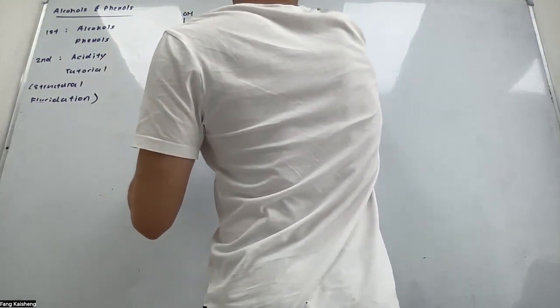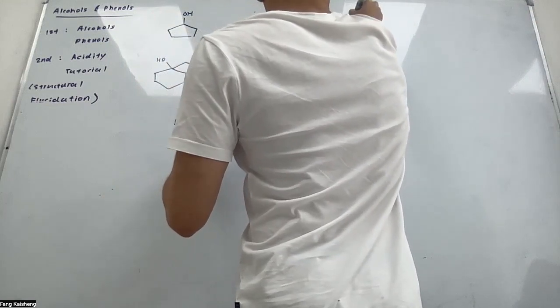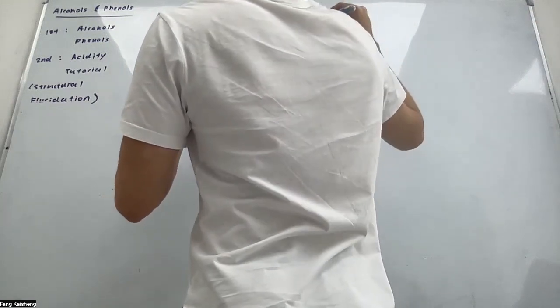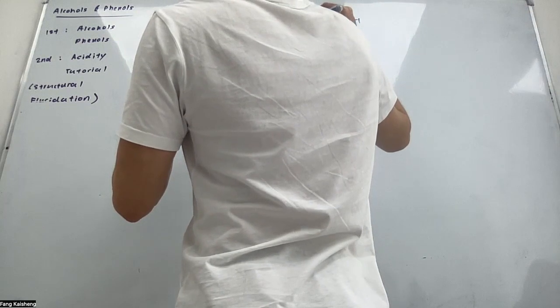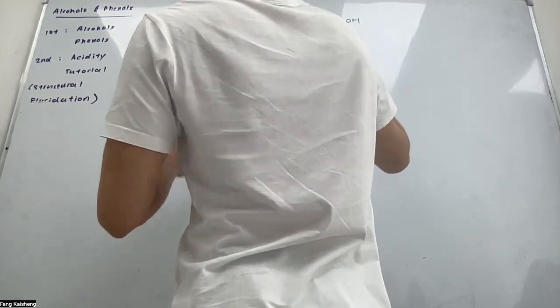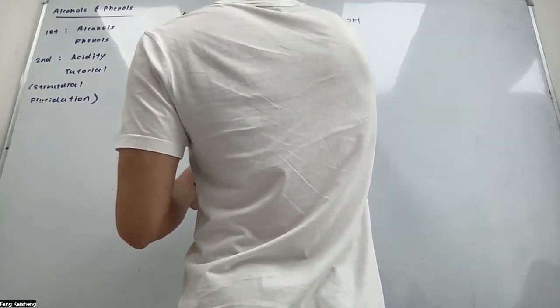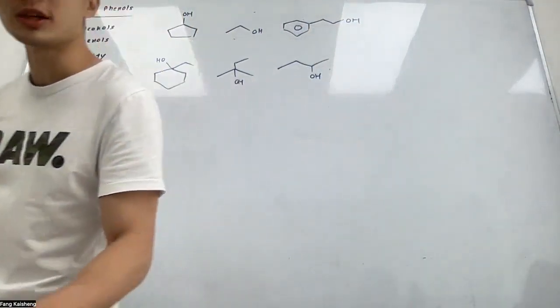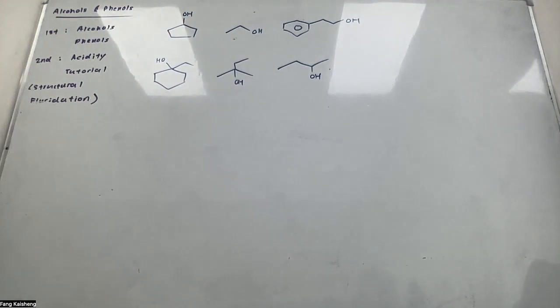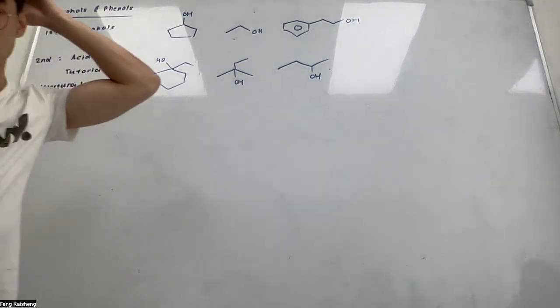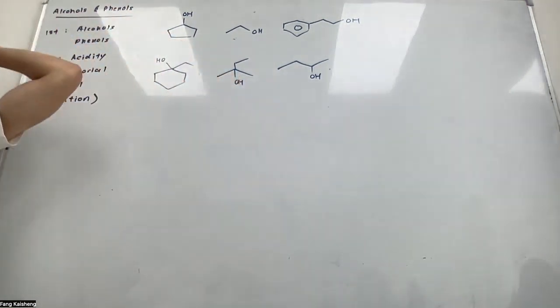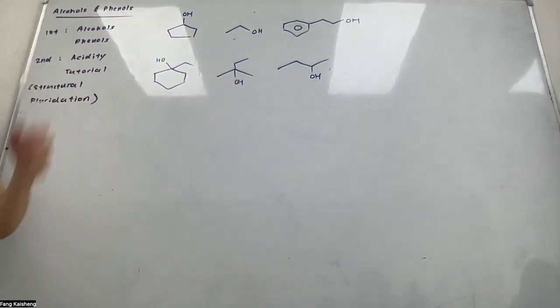Here are all 6 structures. It's very quickly classified already. At this point, some of you may not find it very difficult. On page 3, they give you all the 3 boxes. Just fill it in.